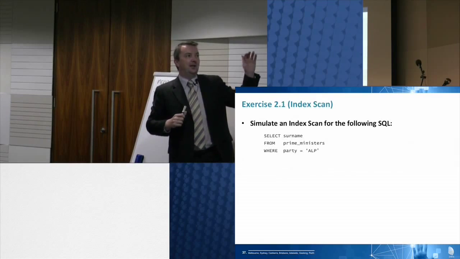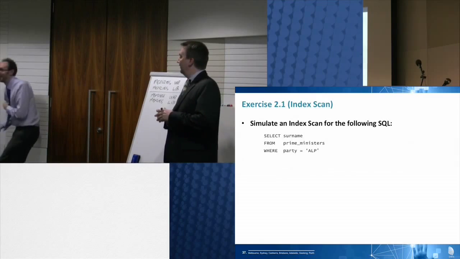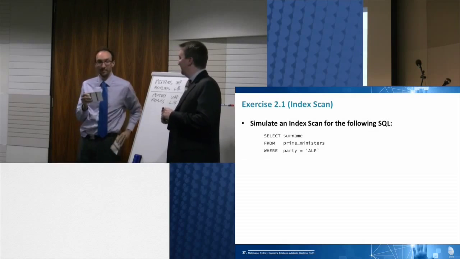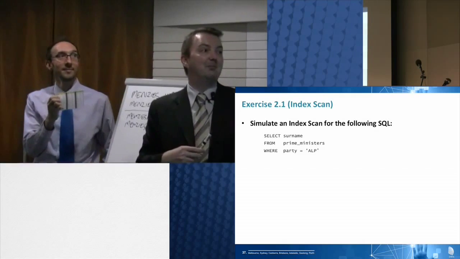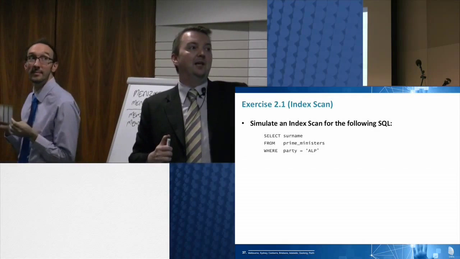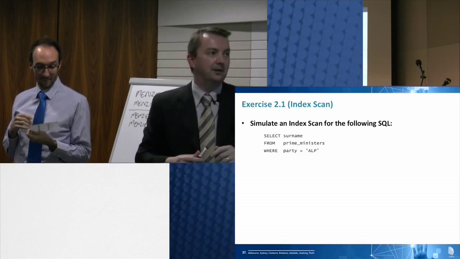Okay. Exercise number 2. We're going to do an index scan of a different index. Bhavkash, could you please get your second index out? This one is on the party. And the SQL that we're going to simulate here is select surname from prime where party equals ALP. Murray, could you go to the next slide, please?